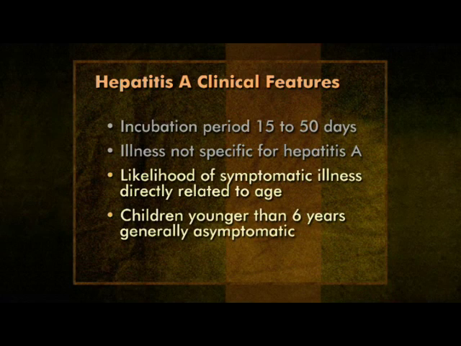The likelihood of symptomatic illness from HAV infection is directly related to age. Children younger than 6 years of age are generally asymptomatic. Older children and adults usually have symptoms, with jaundice occurring in more than 70% of patients. Unlike hepatitis B virus, infection with hepatitis A virus does not lead to chronic infection, so complications of hepatitis A are related to the acute disease.